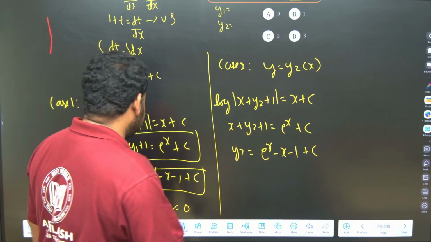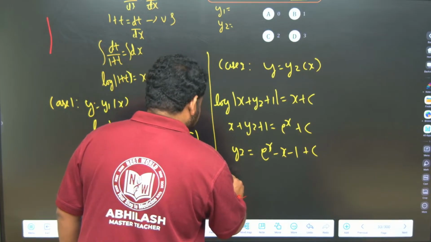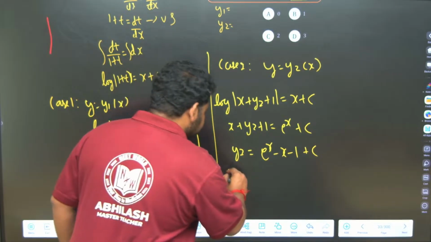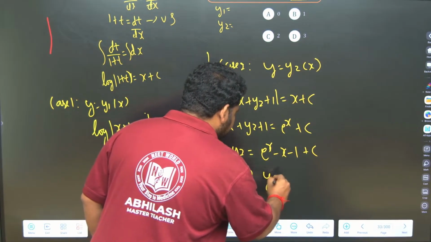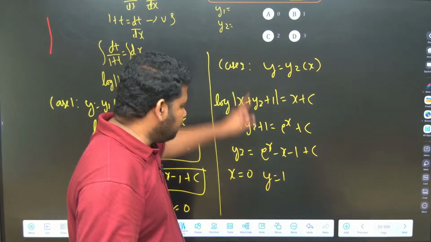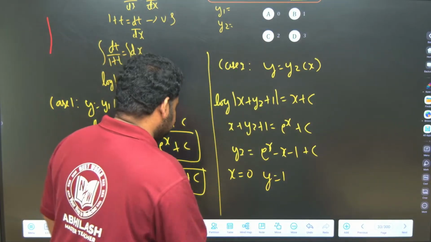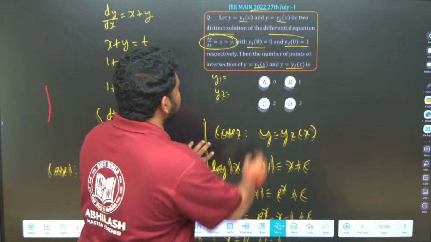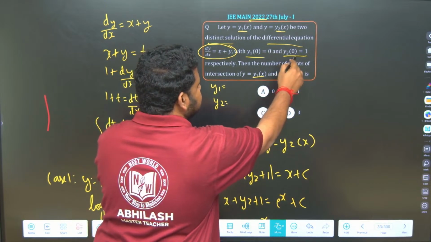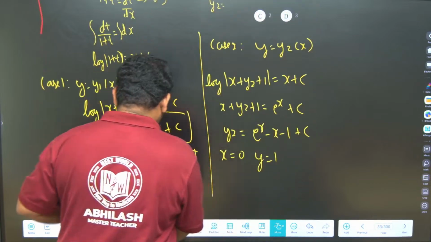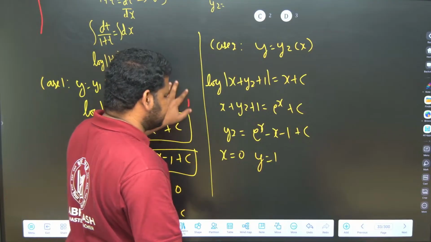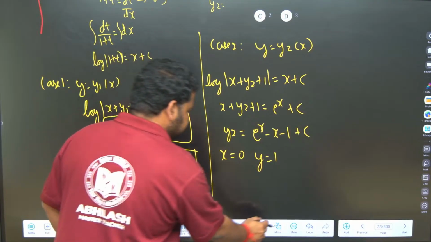Now what are they telling? When x is equal to 0, y is equal to 1. This is what they are telling. As you can see here, x is equal to 0, y is equal to 1. So I have to put x is equal to 0 here, and y will become 1. I have to check it.